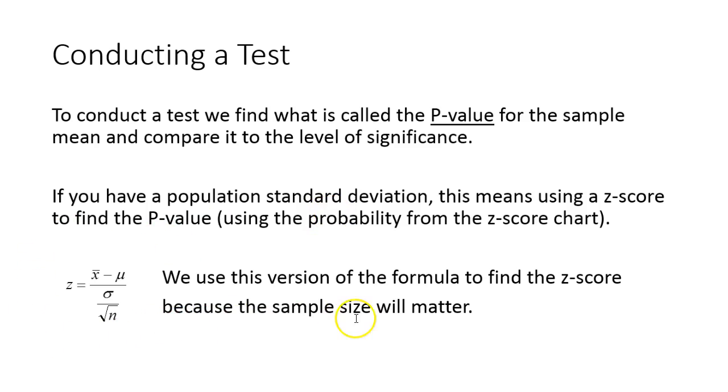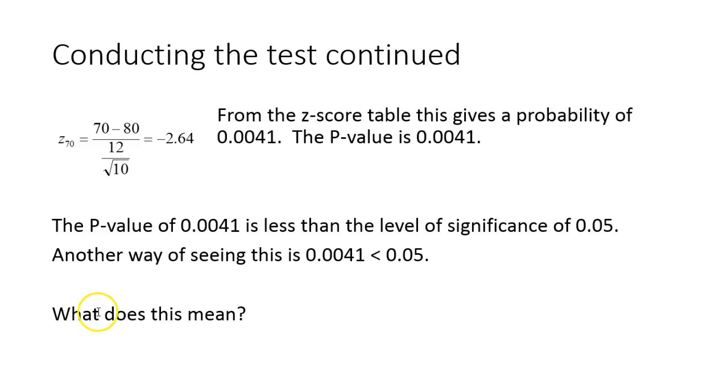And since in this case the sample size is going to matter, because the larger the sample, the more certain we are of this sample mean, you may see this z-score formula is a little bit different than when we first introduced it, because you see the square root of n on the bottom here. So it is a little bit different than the first z-score formula that we introduced. Okay. But we're going to plug everything in, and here we go.